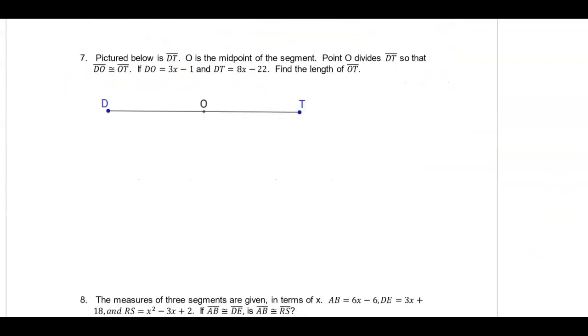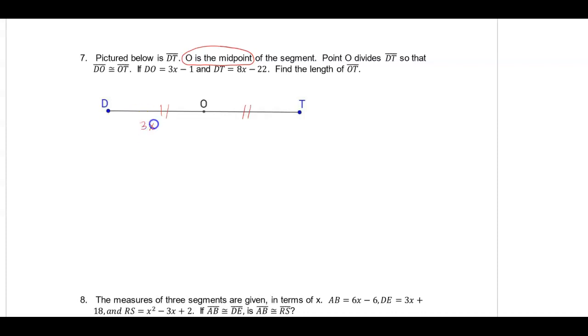We have segment DT. O is the midpoint of that segment. So that's the new information here. I'm going to use the eraser this time. It covered up some stuff. Okay. O is the midpoint. If O is the midpoint, that means DO is congruent to OT. See how I marked it with some tick marks?